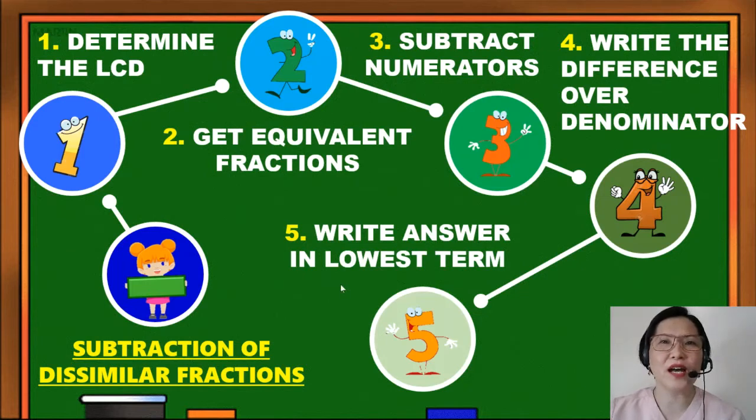We are going to have the next lesson, which is subtraction of dissimilar fractions. There are 5 steps that you have to do in order to get the answer. Number 1, determine the LCD. Number 2, get equivalent fractions. Number 3, subtract numerators. Number 4, write the difference over the denominator. And number 5, write the answer in lowest term.